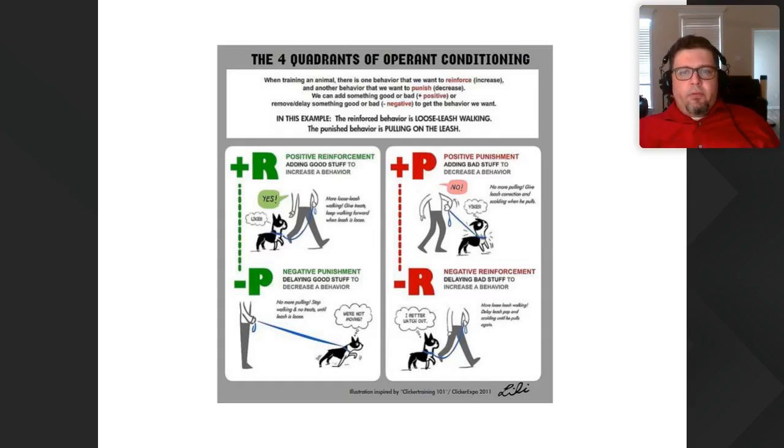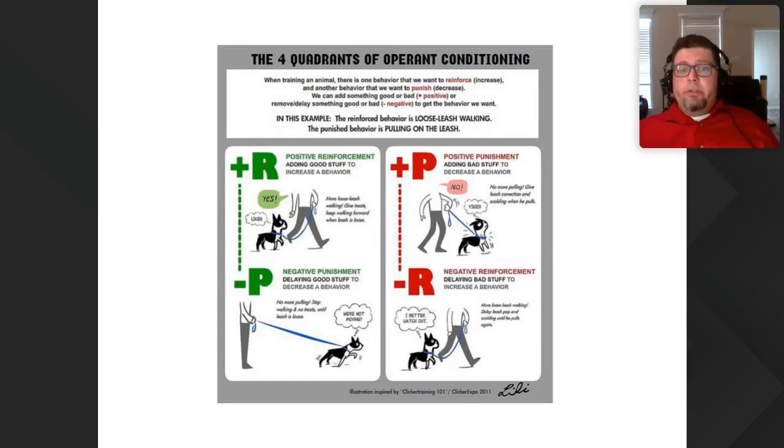So we want to encourage good stuff, and that's reinforcement. Reinforcement is about the increasing of a behavior. All right. Punishment gets coined wrong, because what we're actually trying to do is decrease behaviors. So we can do that by delaying good stuff. You have a timeout.